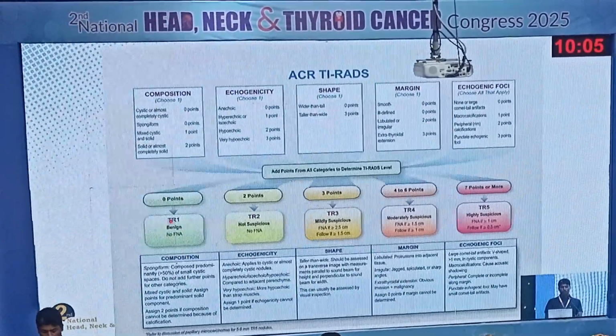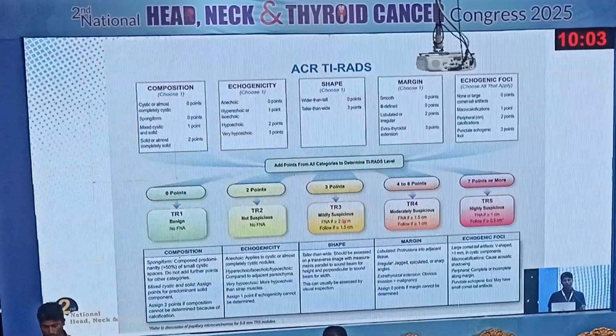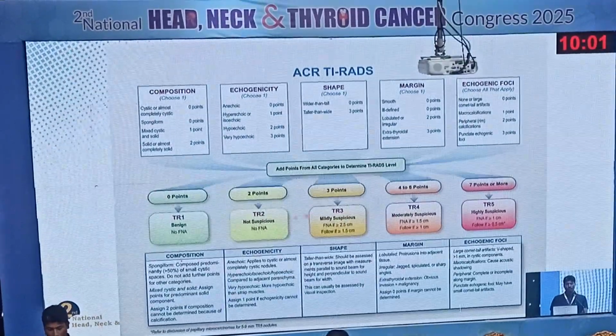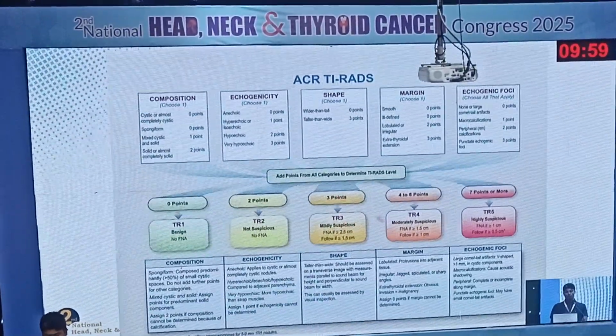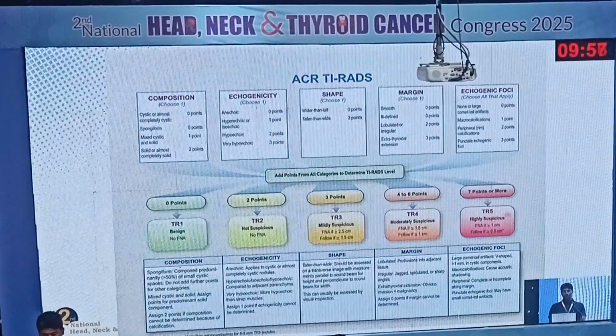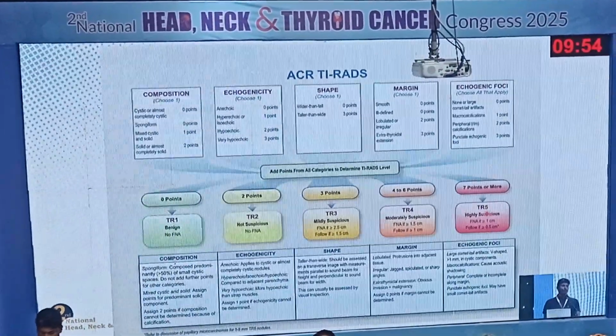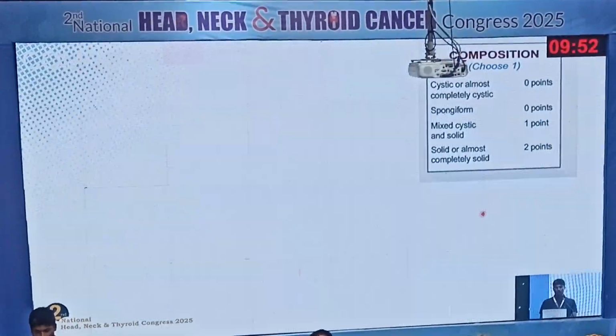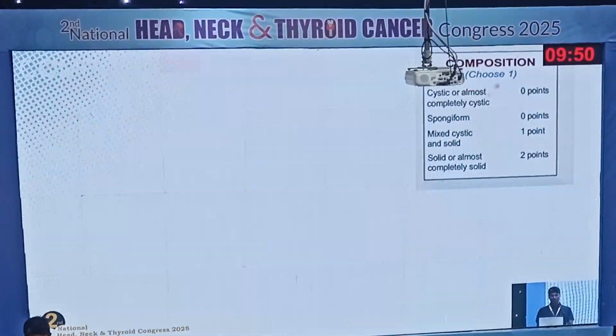Based on the total score, it will be TI-RADS 1, 2, 3, 4 or 5. TI-RADS 3 is 3 points, TI-RADS 4 is 4 to 6 points, and TI-RADS 5 is more than 7 points. Each feature we will see individually.